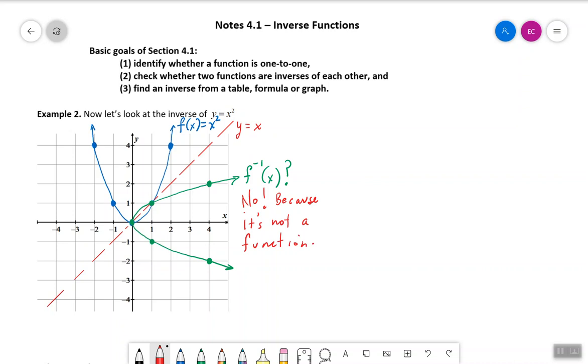And so let's see here. Could we look at f of x equals x squared and predict that we were going to have this problem before we go ahead and sketch the graph? That's what I'd like to talk about right now. So what we're saying here is that f inverse of x must be a function. And what exactly does that mean? That means for each input, there is exactly one output.